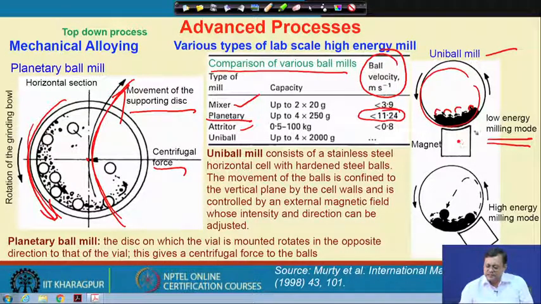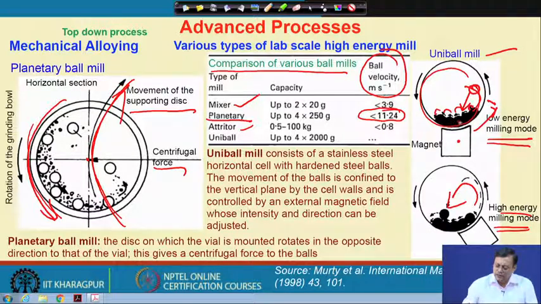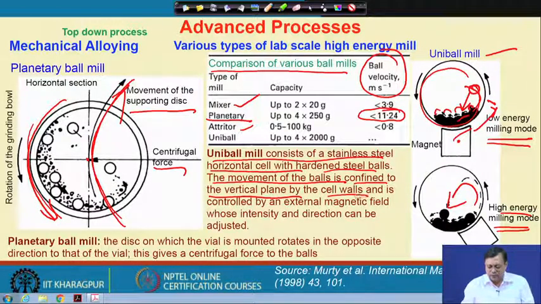However, we can place a magnet and move this magnet upward in order to control that the ball will go up to a certain height and then it will fall. Okay. So, this is for a higher energy milling mode. We can choose the mode by using some sort of magnetic action or the interaction between the balls and the magnet. The uni-ball mill actually consists of a stainless steel horizontal cell with hardened steel balls, and the movement of these balls is confined in a vertical plane of the cell wall, and it is controlled by an external magnetic field whose intensity and direction can be adjusted.